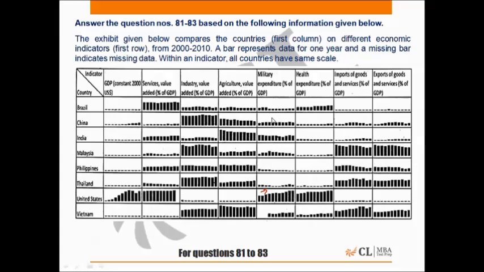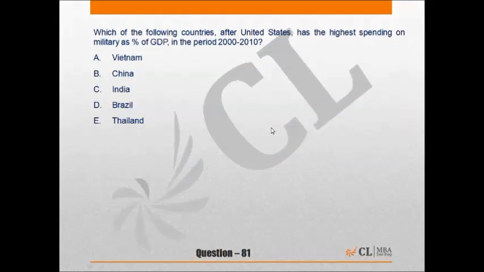From the column of military expenditure, it is pretty obvious that India is the country that spent the maximum as a percentage of GDP on its military expenditure during the given period, as bars for India are larger than bars for any other countries except United States. So the answer of this problem is India, which is option C.